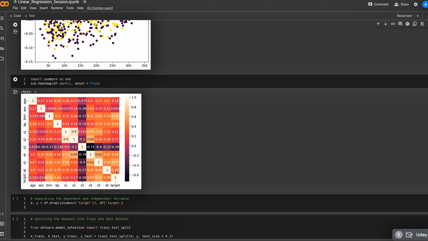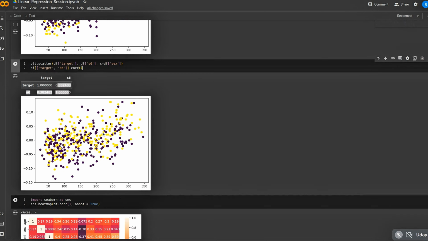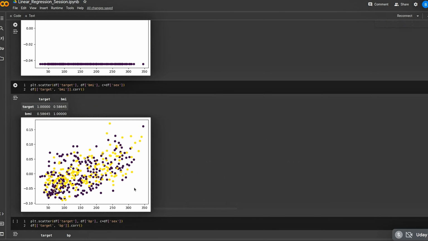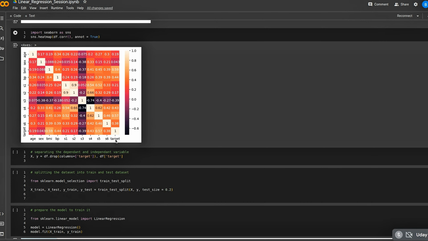Then the correlation of target with S6. S6 was our blood sugar level. So the correlation of target with blood sugar level is 0.38. Similarly, with S5 it is 0.57. So you can see it with all. And among the features, how much do age and BMI correlate? Age is here, BMI is here. So age and BMI correlate 0.19.